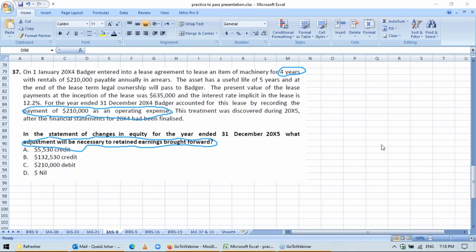They have recorded the payment as an expense. So this should not be recognized as an expense. So the expense will be credited, which was previously debited. So what happens is that we will reduce the expense first.